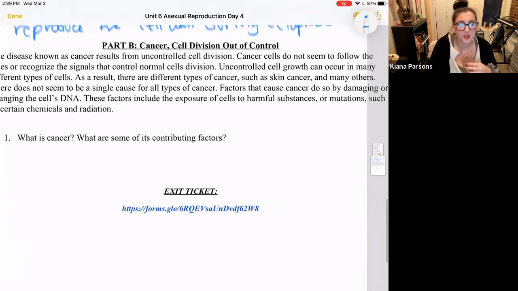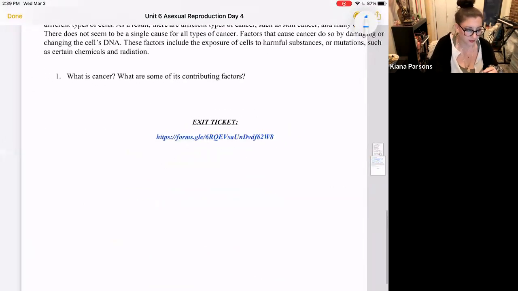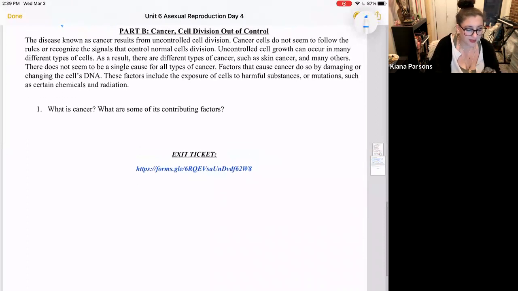Now, let's talk about mitosis gone wrong. Cancer, cell division out of control. The disease known as cancer results from uncontrolled cell division. Cancer cells do not seem to follow the rules or recognize the signals that control normal cell division. Uncontrolled cell growth can occur in many different types of cells. As a result, there are different types of cancer, such as skin cancer and many others.